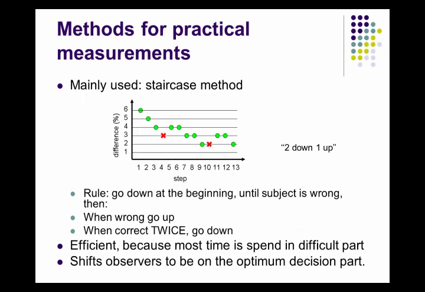And the fourth reason why it is efficient is because it shifts the observer to be automatically in the optimum decision part of our ROC curve. So they will always work optimally here. They haven't got a choice, they have to.